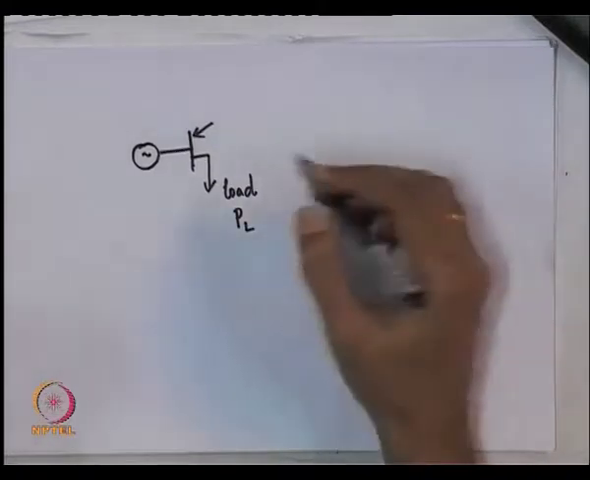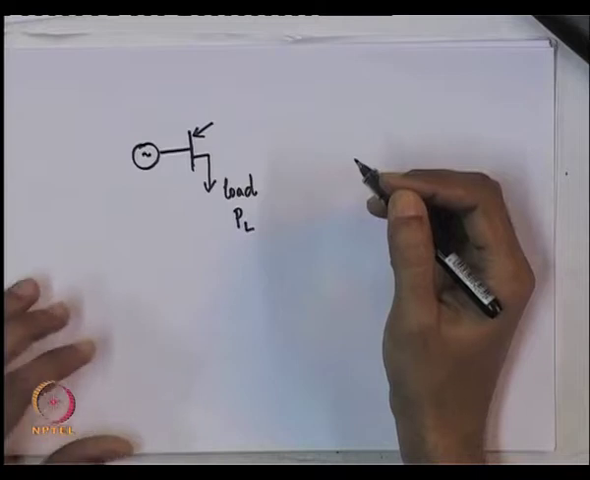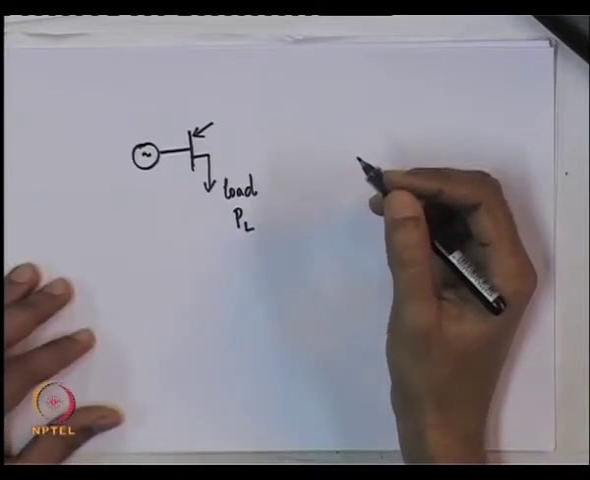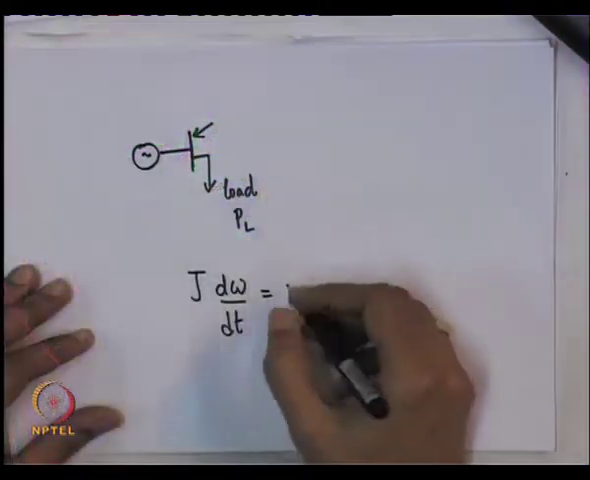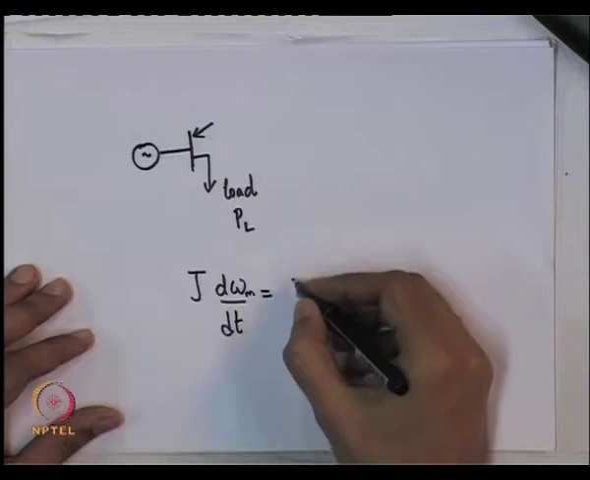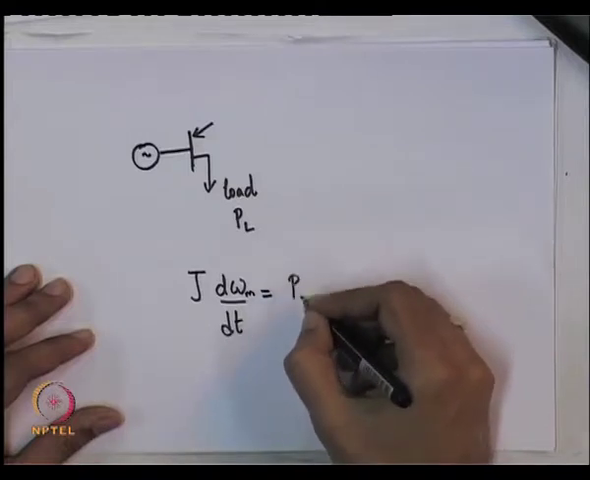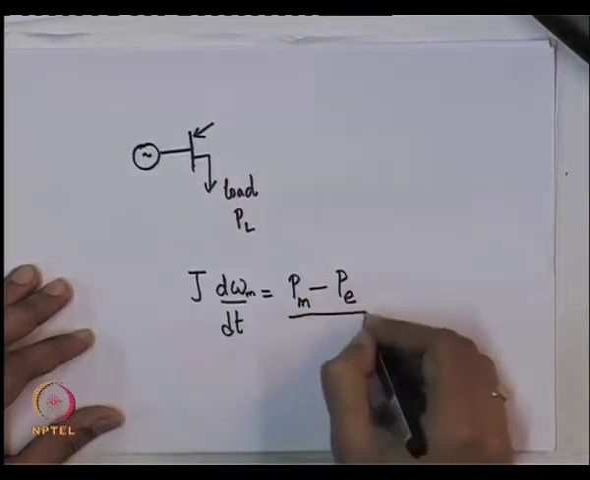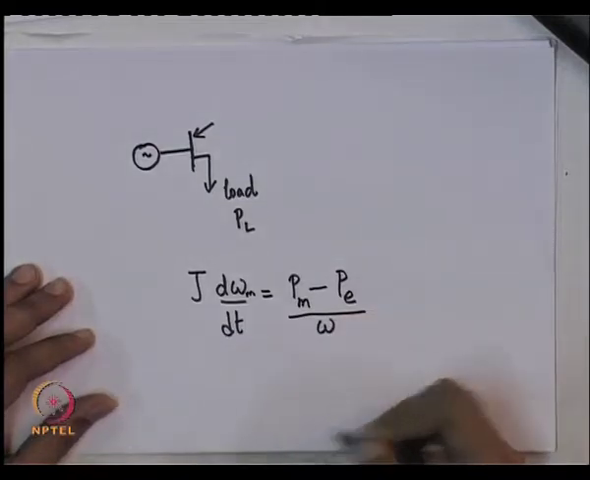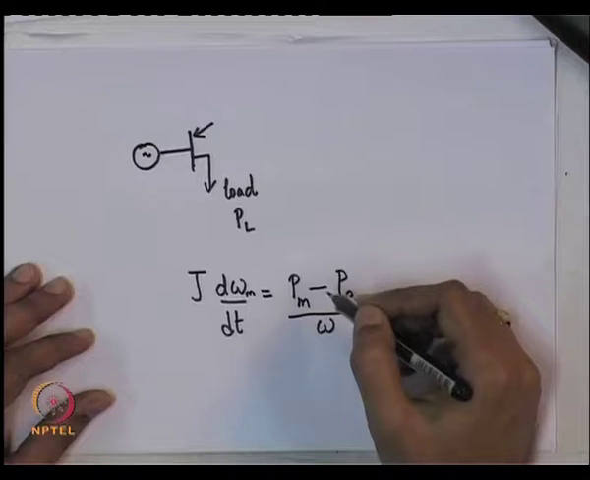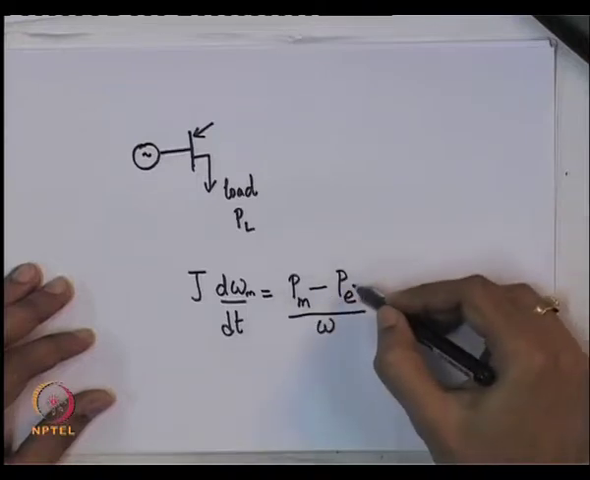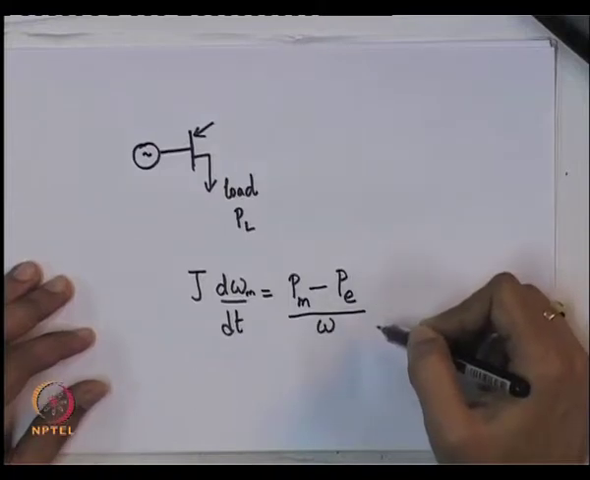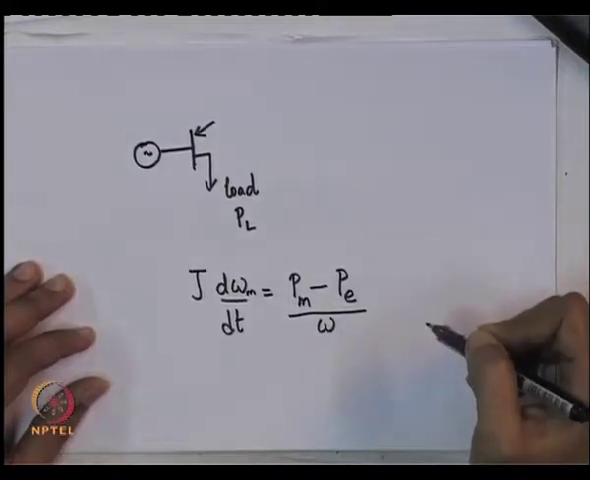Now, what determines the speed of the electrical machine? Well, it is determined by Newton's law. It says that the rate of change of the speed of the machine, this is the mechanical speed, is equal to the difference of torques: the mechanical torque which is provided by the prime mover, and the electrical torque, the electromagnetic torque, which is created by currents of the machine.